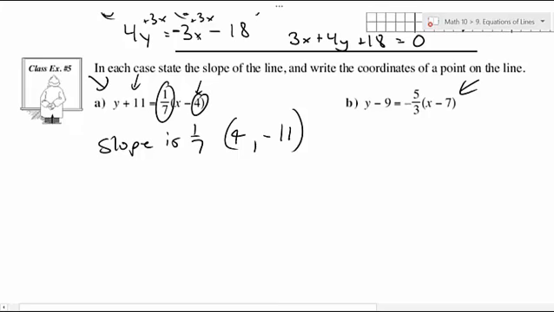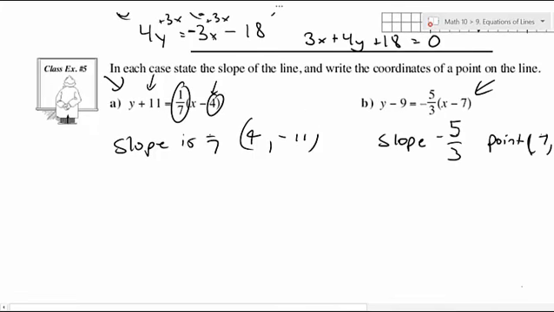Press pause. Here we have the answers to class exercise number 5. Once again, very simple. There's the slope. It's right there. Negative 5/3. Just write it here. We've got these two things. So that means that the x is 7 and the y is 9.